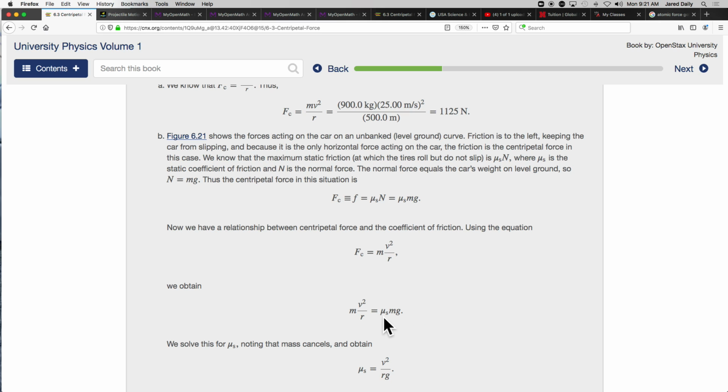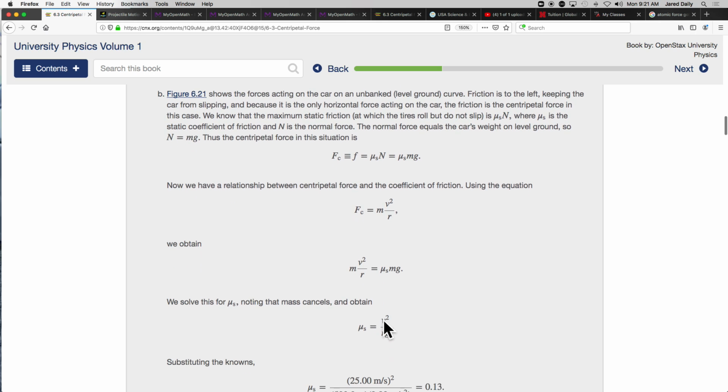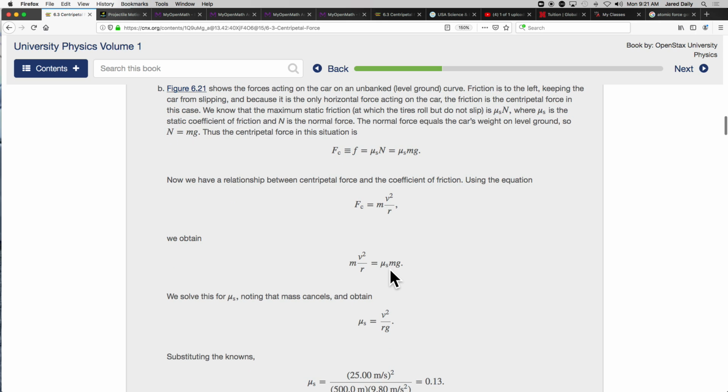So if we solve this equation, the centripetal force equals the frictional force, for the static coefficient of friction, look what goes away. The mass of the car goes away. It turns out it doesn't even matter what the mass is. The only thing that matters is the speed of the car, the radius of the turn, and the gravitational constant.